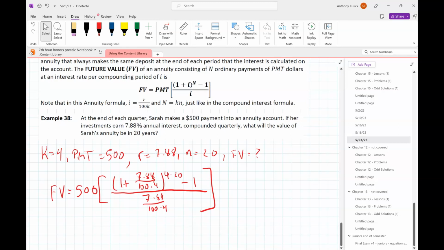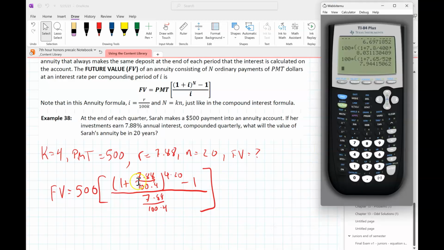Everybody feel okay with what we typed in? Now this is going to be a little bit of a booger to type into your calculator. In particular, if you don't have the fraction command on your calculator. So what I like to do is I'm going to take that value for little I, in this case 7.88 over 100 times 4.